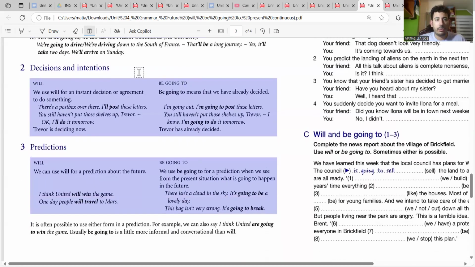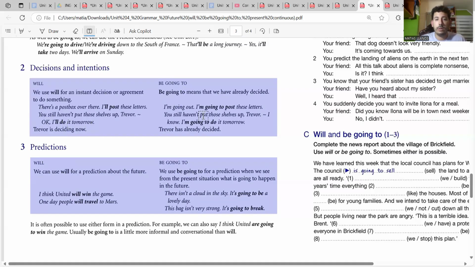Decisions and intentions will be used for an instant decision, as we did before, or an agreement to do something. For example, there's a post box over here. I'll post these letters. I'll do it. Instant decisions. Or, ok, I'll do it tomorrow. So he's agreeing to do something.